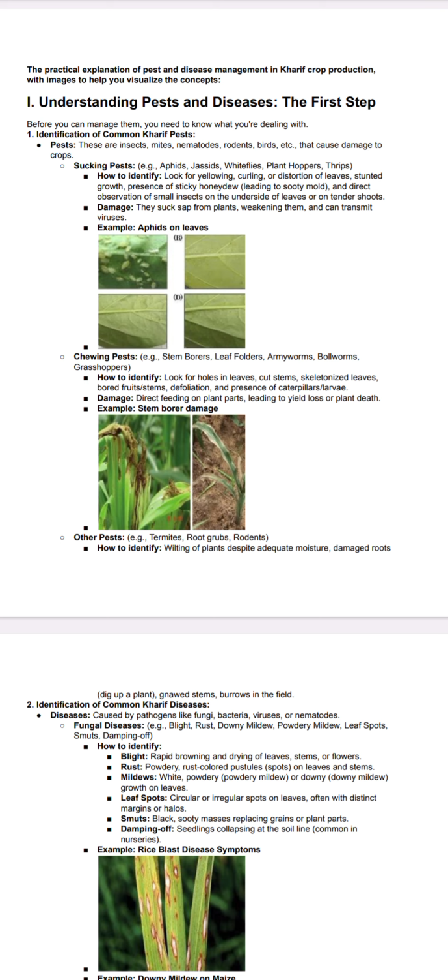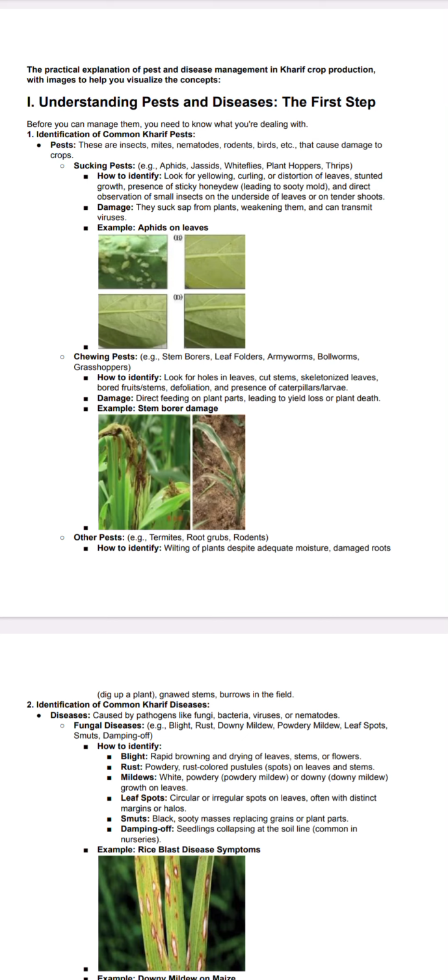Example: aphids on leaves cause yellowing, curling, and distortion of leaves, as well as stunted growth and presence of sticky honeydew, leading to sooty mold. Next, chewing pests.